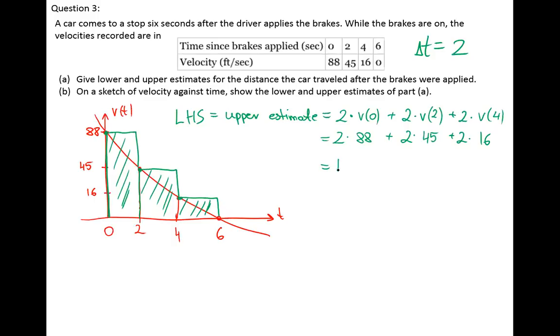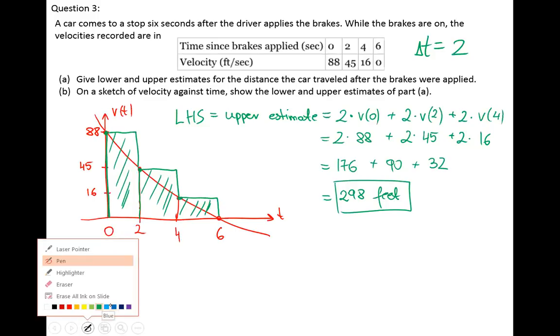Okay, this will be 176 plus 90 plus 32, and I believe this will give me 298. And of course, distance, feet. You can check, but I think it's correct, okay? That's how we can get one of the estimates, the upper.